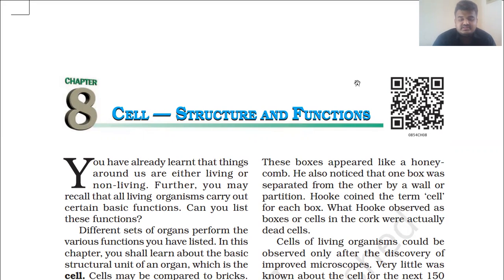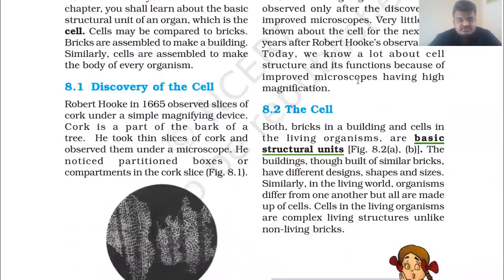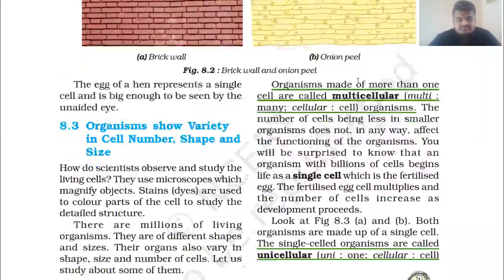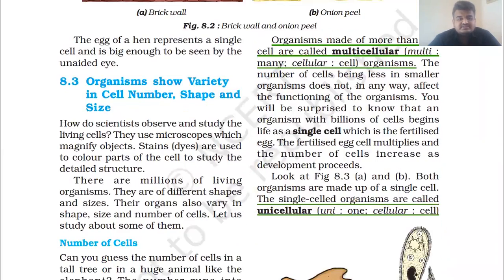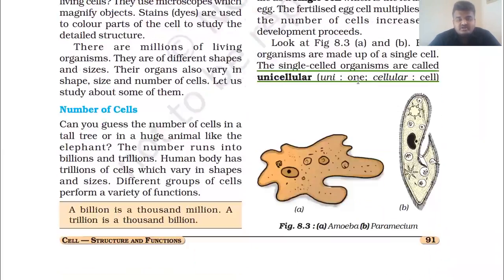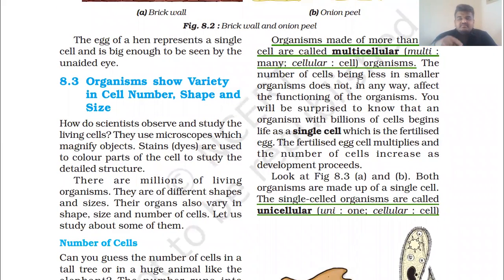Cell of animal, we can say, from chapter 8, cell structure and functions. In this lecture, first of all, let's revise the last lecture, in which we studied the number of cells. The organism can include only one cell, and that is unicellular. The single celled organisms are called unicellular organisms. Uni is one, and cellular is simply cell.